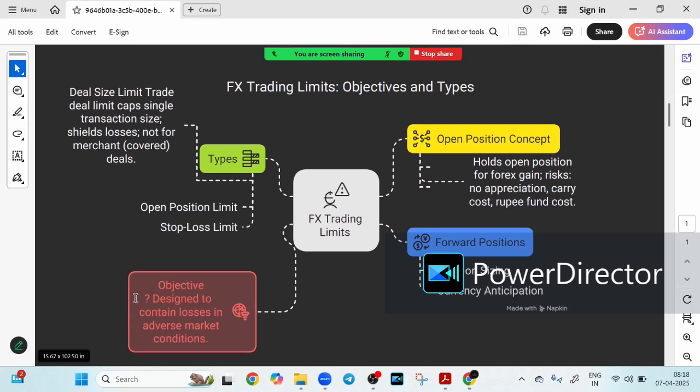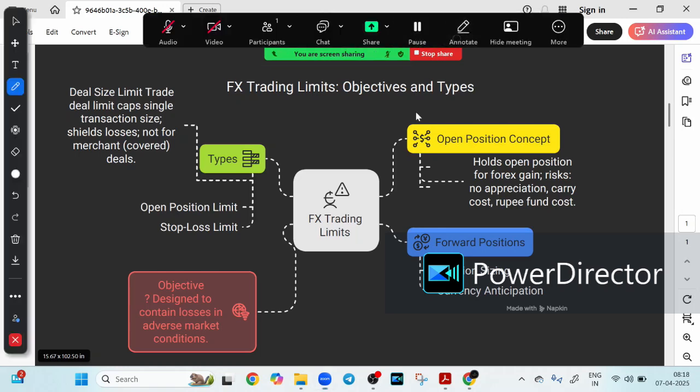Now friends, let's come back to this particular flowchart diagram. This will help you remember the things for a longer amount of time, and once you solve MCQs based on them, you will feel confident. So friends, let's dive into a critical control mechanism in forex trading, that is called FX trading limit.